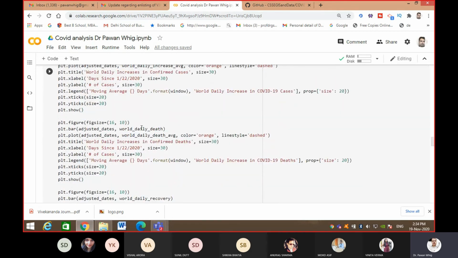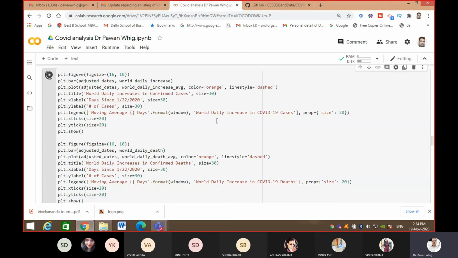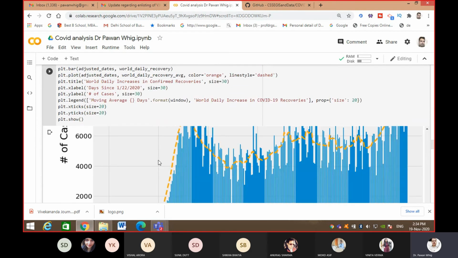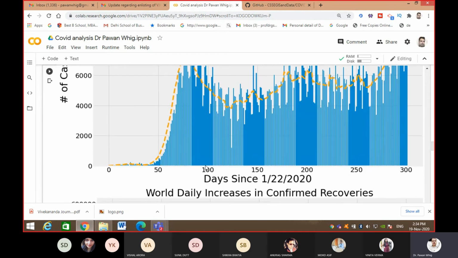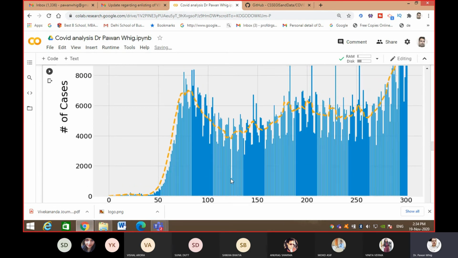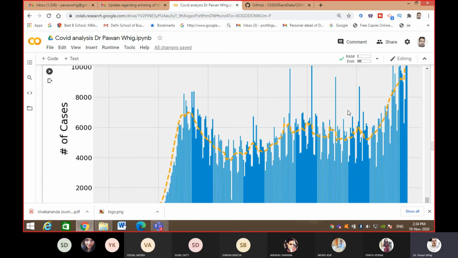And yeah, this is now for plotting. All the data is available, we are just plotting it. I will share this file, no problem, you can see it later on. You see this data is very amazing. World daily increases in confirmed recoveries. You see across the world how the recovery rates increase.